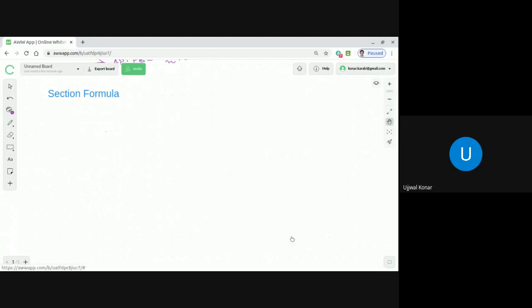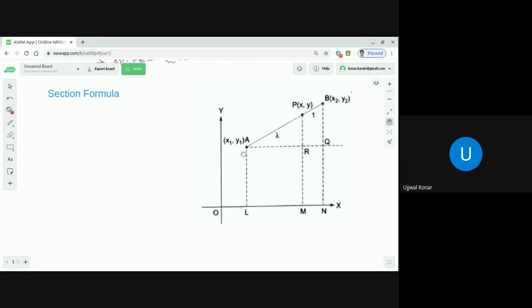Let me first explain in detail what is meant by that. AB is a line segment. As you see, dear students, AB is a line segment with the coordinate of the point A being x1, y1 and the coordinate of the point B being x2, y2. These are known to us. That means we know what x1 and y1 are. Similarly, x2 and y2 are known to us. And we get a point P in between AB such that AP is to PB.